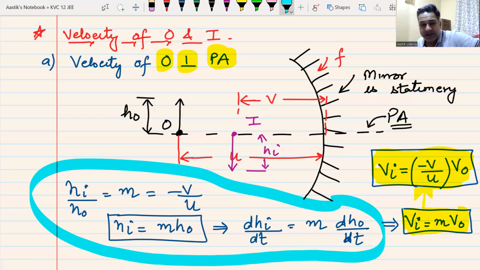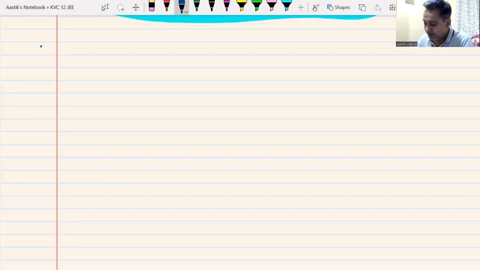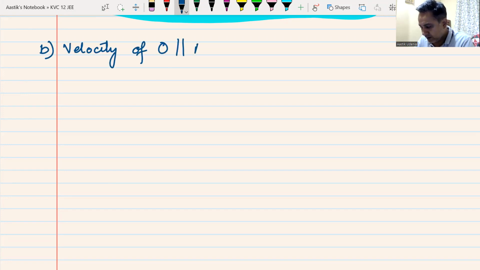And what would be case number B? Case number B would be the velocities along the principal axis. Can I move on? Yes, sir. Then we move on to case number B. Case number B: velocity of the object is parallel to your principal axis. I hope everyone is noting it down.